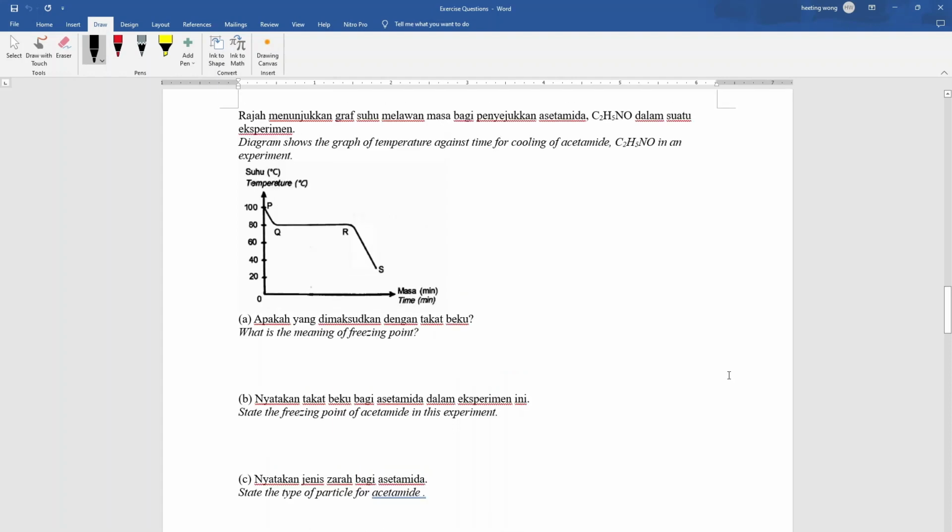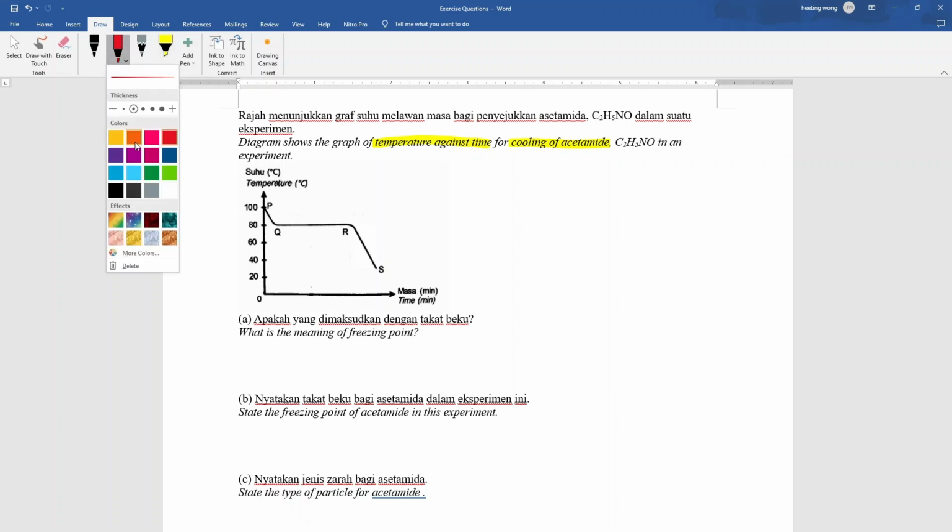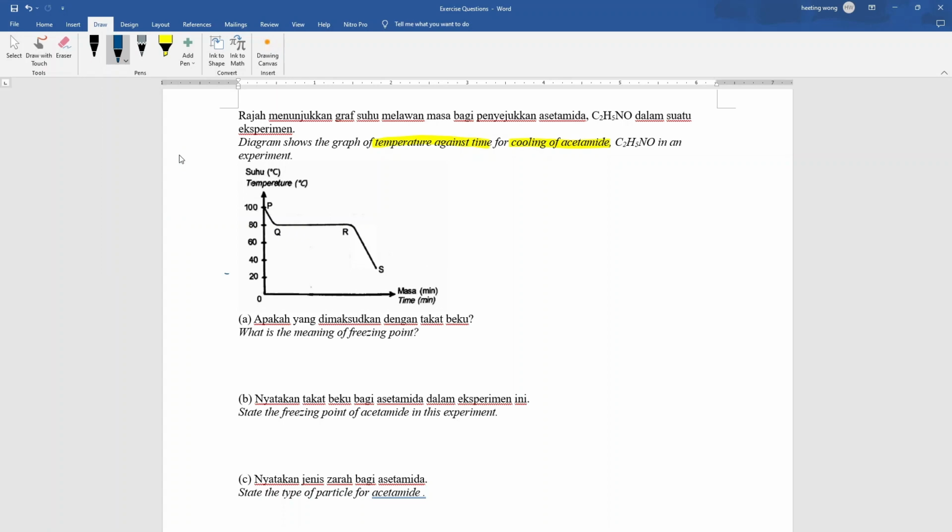Okay, next we are going to look at this question. The diagram shows a graph of temperature against time for the cooling. So this is a cooling curve for acetamide. Now, the first question: what is the meaning of freezing point? How do we define it?